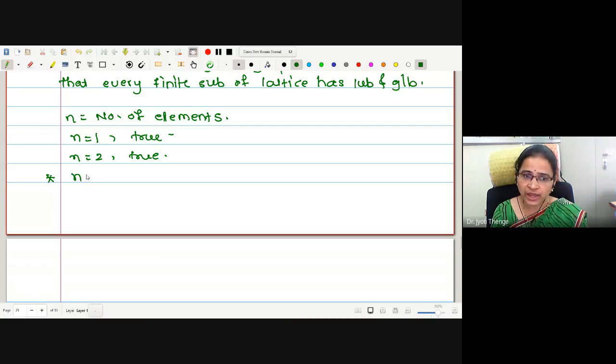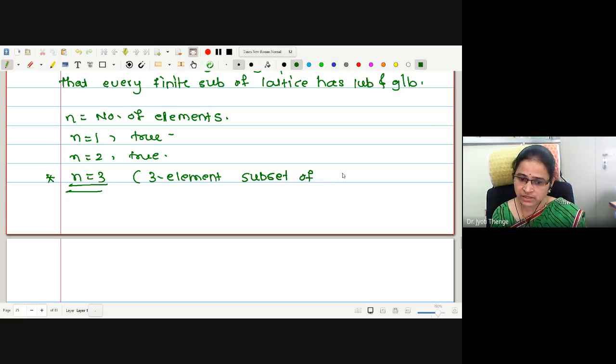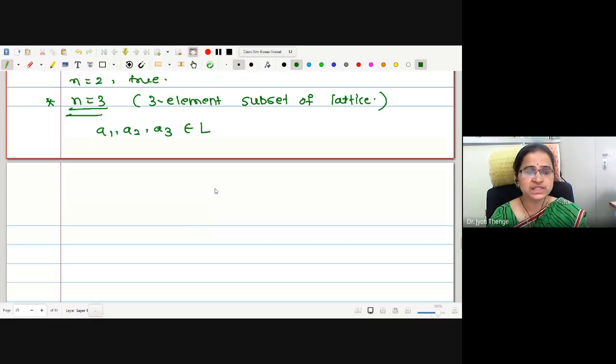Now let us check for n equal to 3. That is 3-element subset of lattice. Correct now? What are the 3-element subsets? Let me take the 3 elements as suppose A1, A2, A3 of L. Whether LUB and GLB exist for this 3-element subset of a given lattice or not.